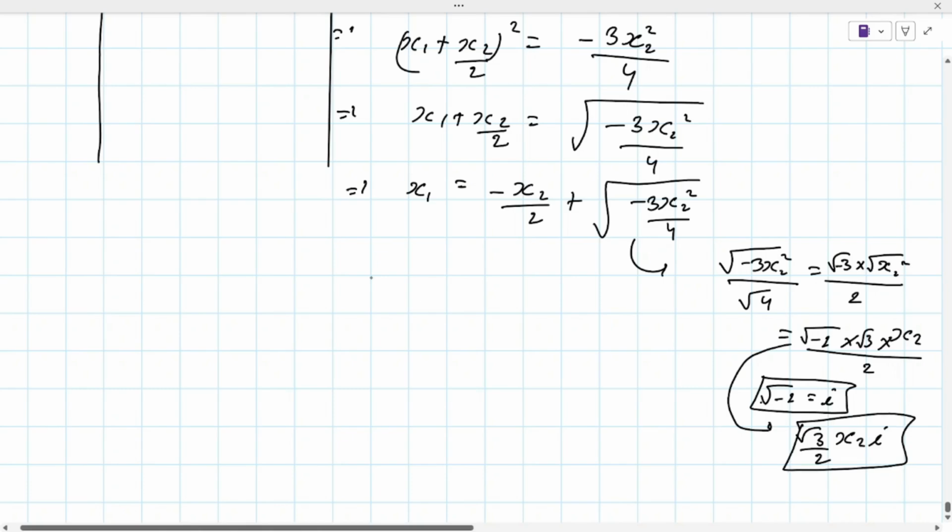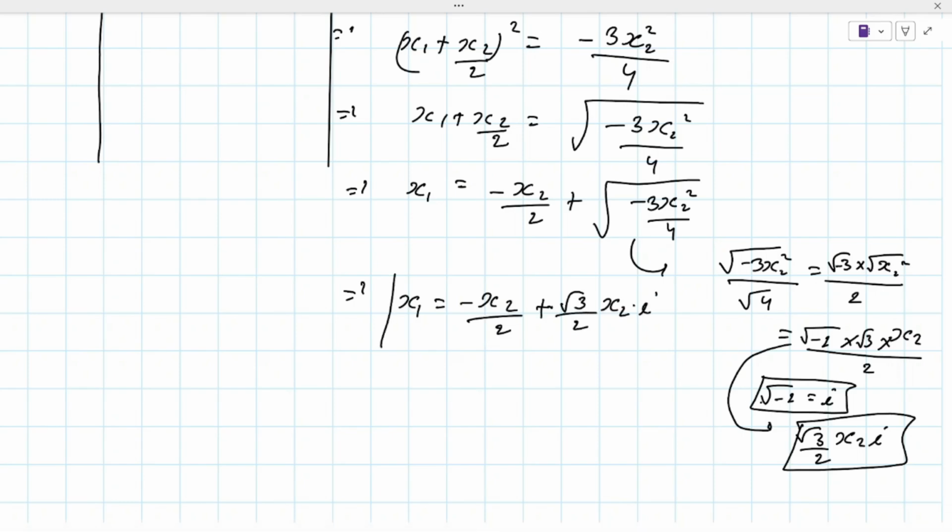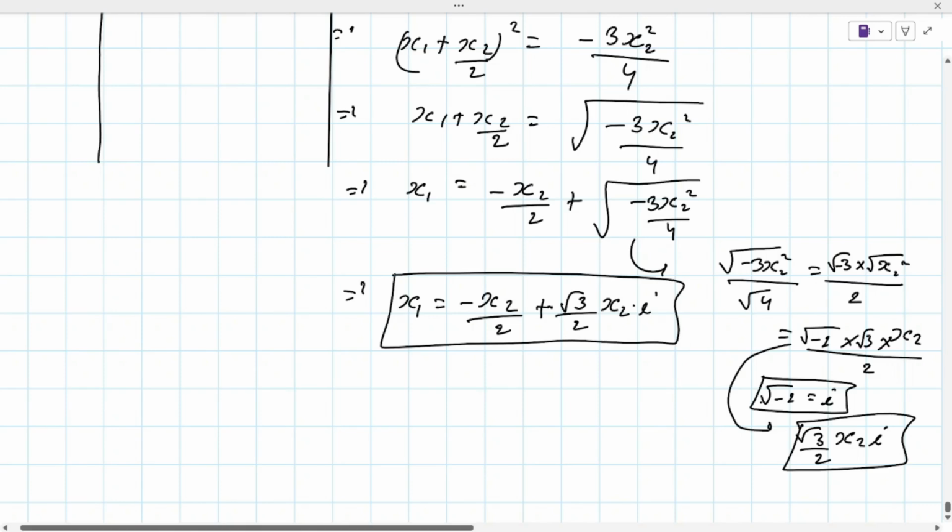So this part we can write here as x1 equal to minus x2 by 2 plus root under 3 by 2 x2 into iota. We can write like this now, right? Or any doubt?